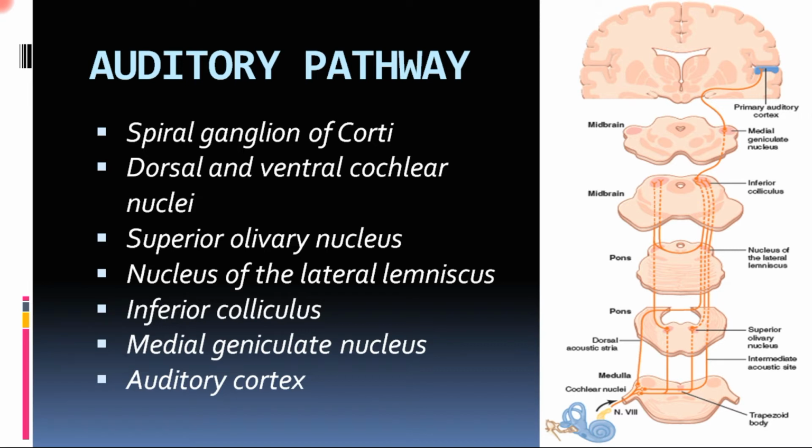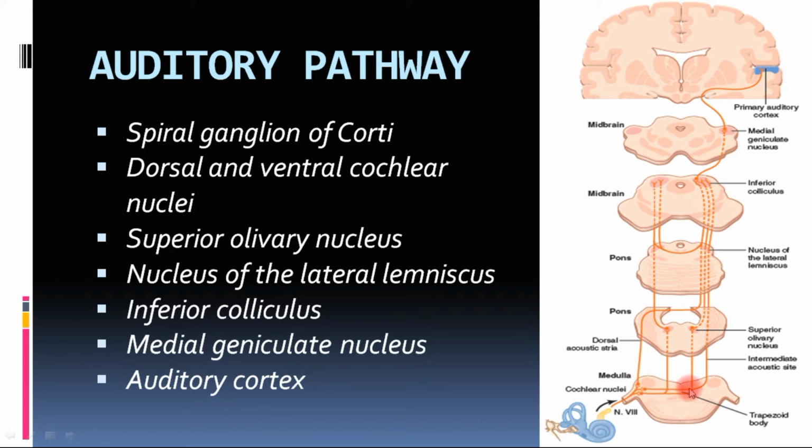Because of that crossover, the signal from one ear is going to both sides of the cortex, predominantly to one cortex, but still going to both, this side as well as this side of the cortex. So where are the three places where the crossing over is taking place?